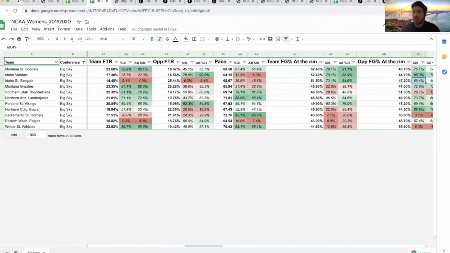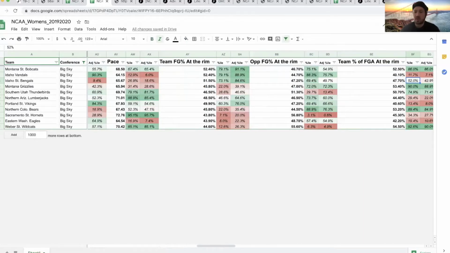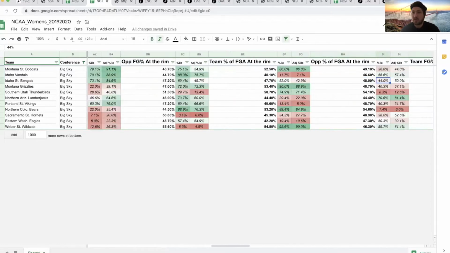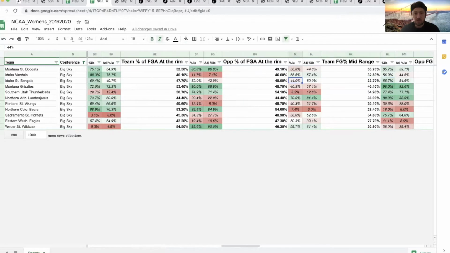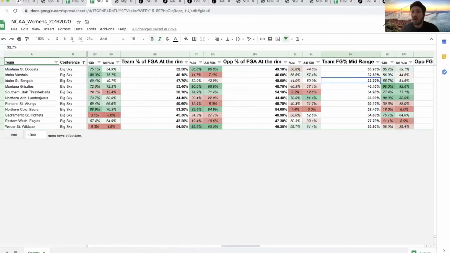So if we want to dig in a little bit on what that EFG looks like and make sure that there wasn't something completely unsustainable, we can look at some of the percentages by these locations. So field goal percentage at the rim and allowed at the rim, both pretty good numbers, pretty reasonable. And same with the proportions. So they actually have pretty good percentages, but the proportions are not as good.